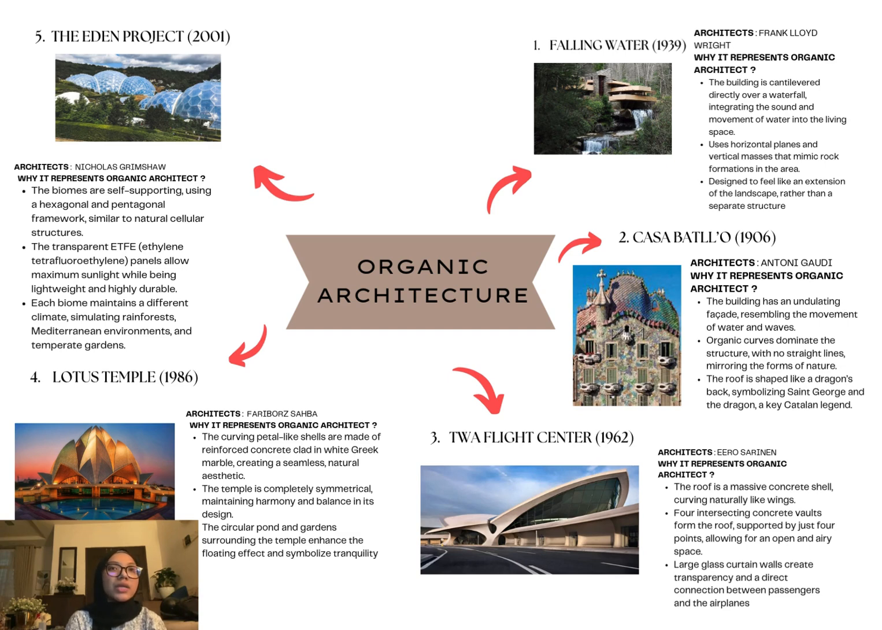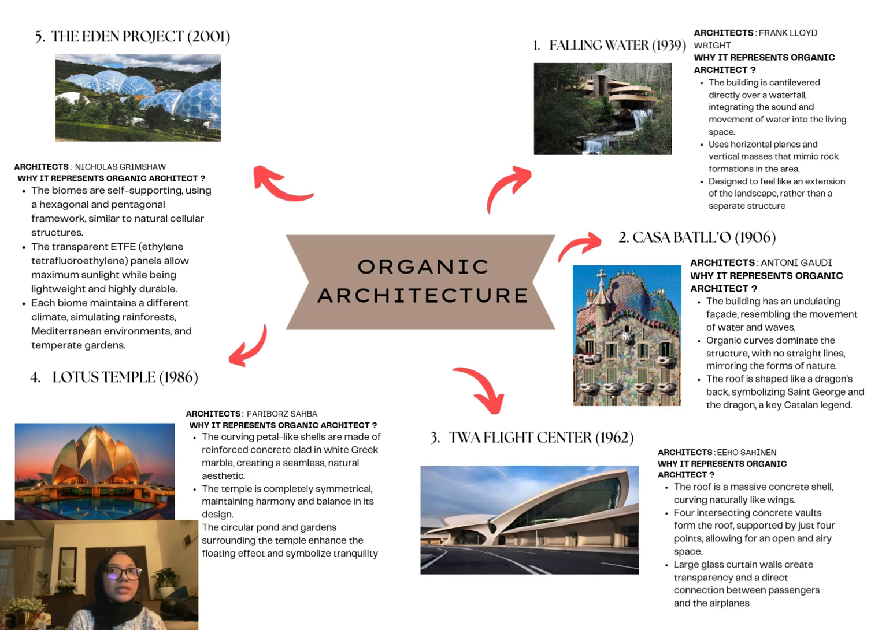The second one is Casa Batlló, 1906. The architect is Antoni Gaudí. Why it represents organic architecture: the building has an undulating facade resembling the movement of water and waves. Organic curves dominate the structure with no straight lines, mirroring the forms of nature. The roof is shaped like a dragon's back, symbolizing St. George and the dragon, a key Catalan legend.